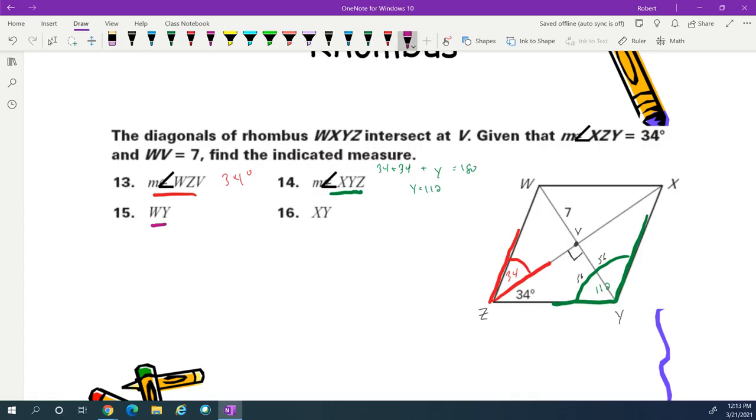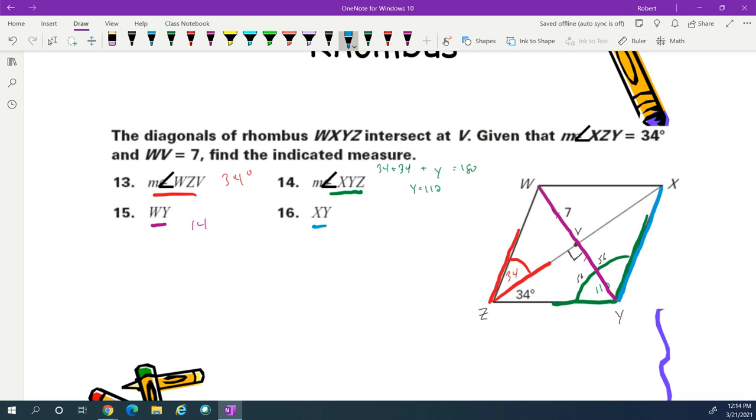WY, well, WY is the entire diagonal. We know that diagonals are bisected, so both sides are 7, making the entire diagonal 14. And finally, we are asked to find XY. XY is this side on the outside, right out here. Now, we don't know any of the other sides. All four sides would be congruent. We don't know the other sides.